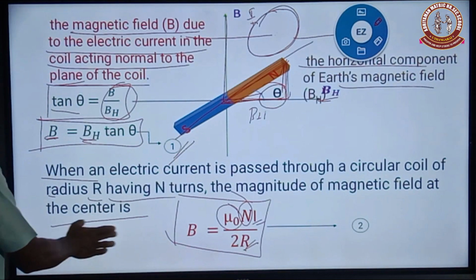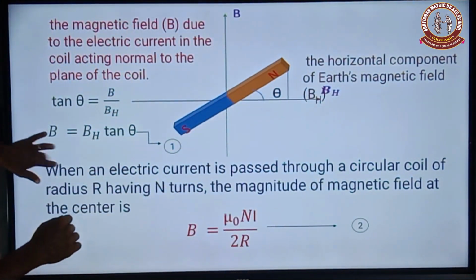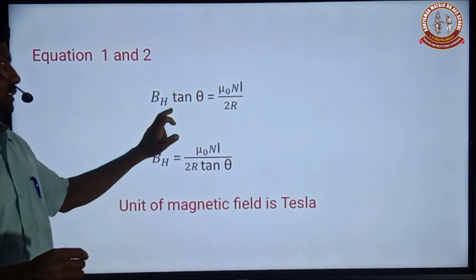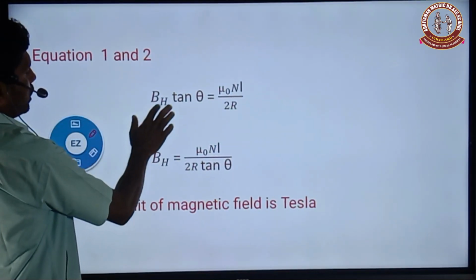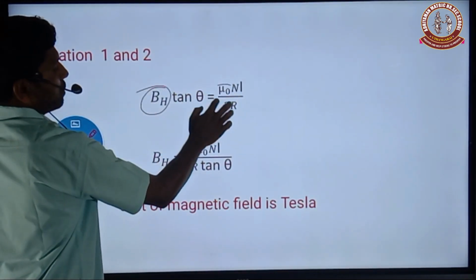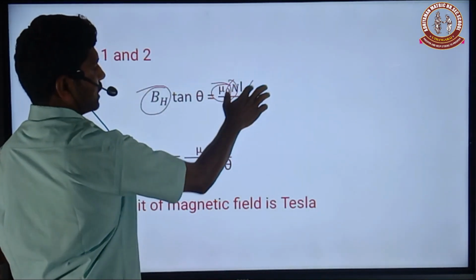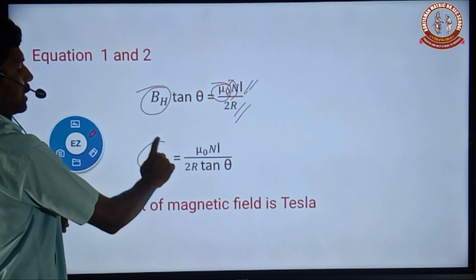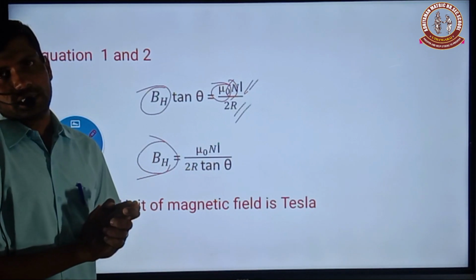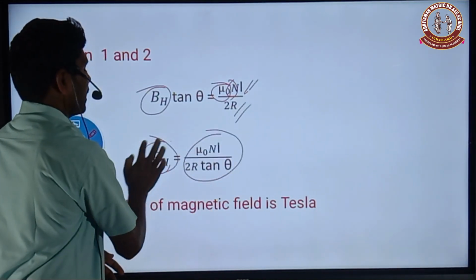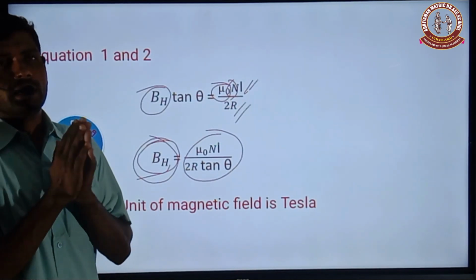Equating equations 1 and 2, from equations 1 and 2, BH tan theta is equal to mu naught N I by 2R. BH is the horizontal component of the earth's magnetic field. Mu naught is the permeability of free space or vacuum. N is the number of turns, I is the current, R is the radius. To find the horizontal component of the earth's magnetic field, BH is equal to mu naught N I by 2R tan theta. When you know all the values, you can find the earth's magnetic field at a place.